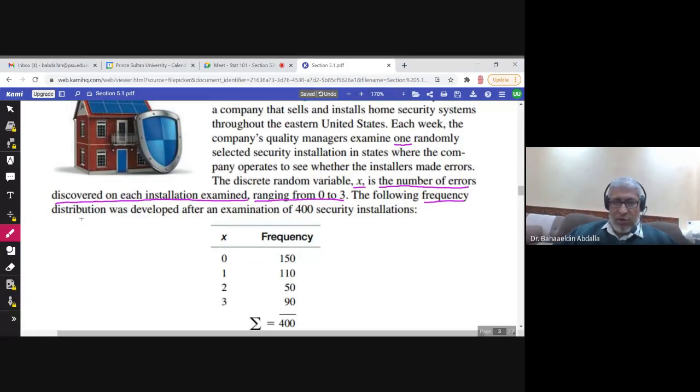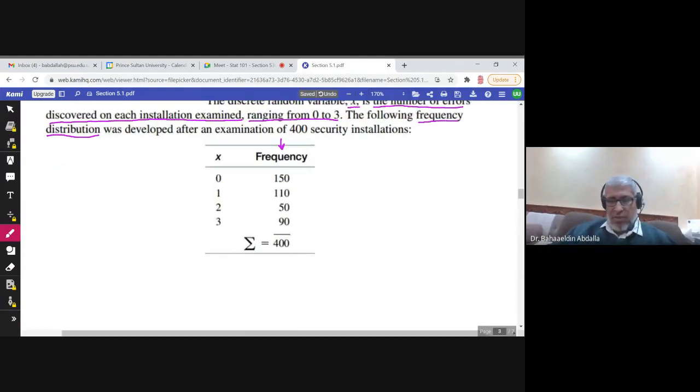The following frequency distribution. Notice this is a frequency distribution. It is not a probability distribution. There is a difference. What is the difference between frequency distribution and probability distribution? In this column, here you have frequency. In the probability distribution, you will have relative frequency or probability. The following frequency distribution was developed after an examination of 400 security installations. So the sum of the frequencies is 400.